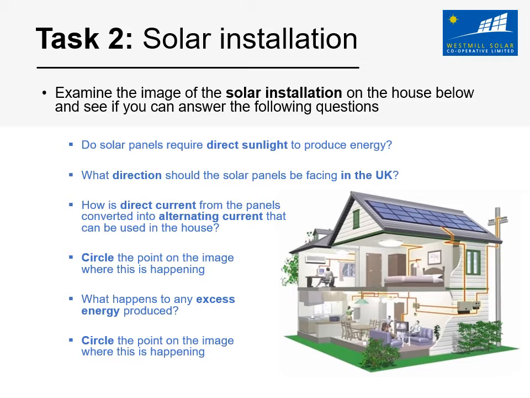Do solar panels require direct sunlight to produce energy? No, they can generate energy from daylight. What direction should solar panels be facing in the UK? South. How is direct current from the panels converted into alternating current that can be used in the house? By using an inverter.